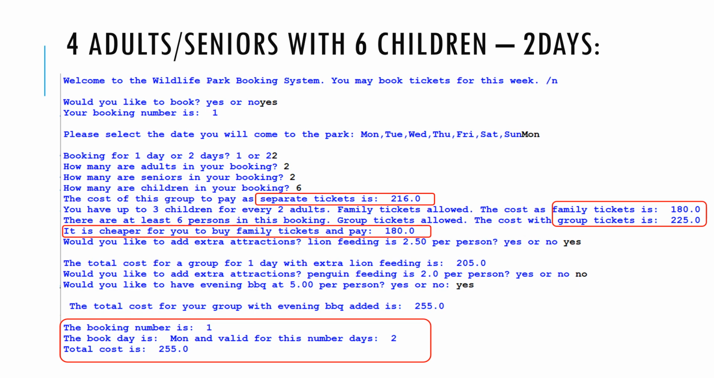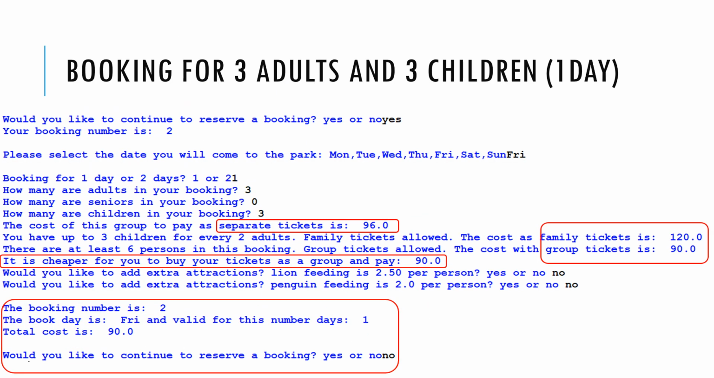Now, if we try out the bookings for 3 adults and 3 children, so we continued and we said, yes, we want to make another booking. Your booking number is 2. Please select the day that you'll come. We'll come on Friday. How many days? We're booking for 1 day. We have 3 adults, 0 seniors, 3 children.